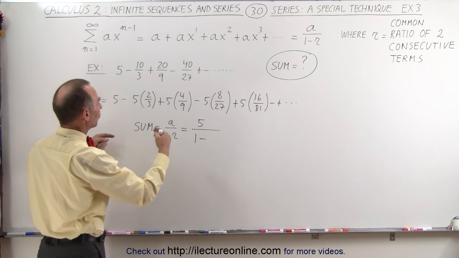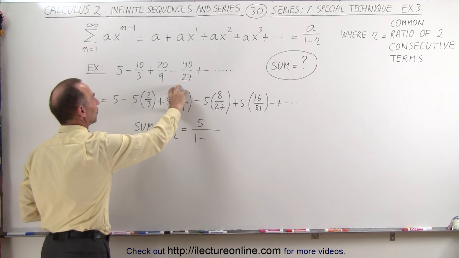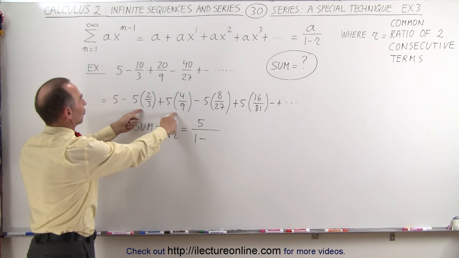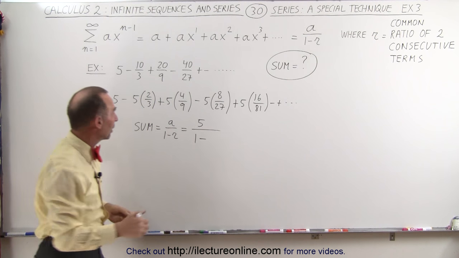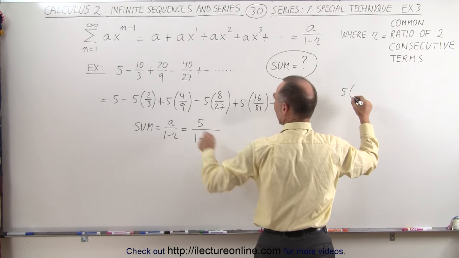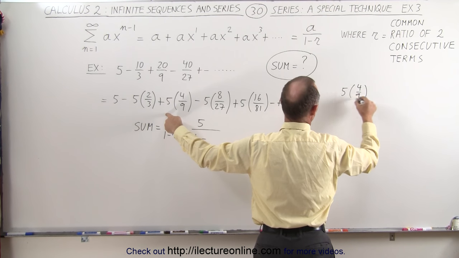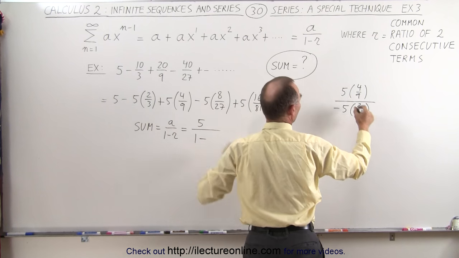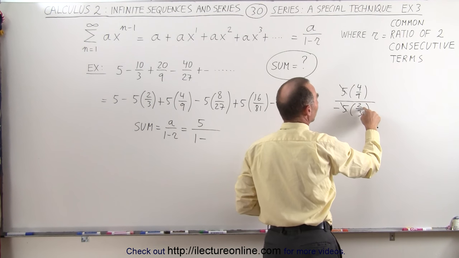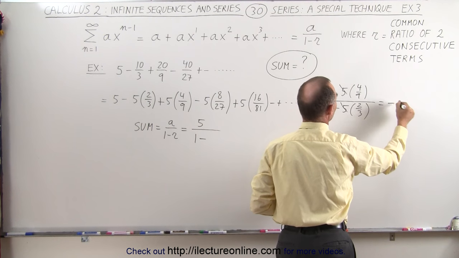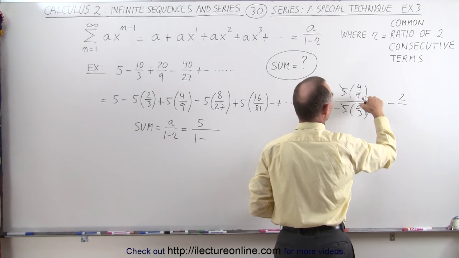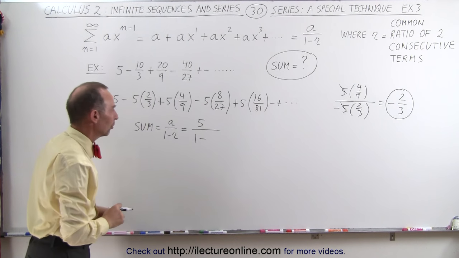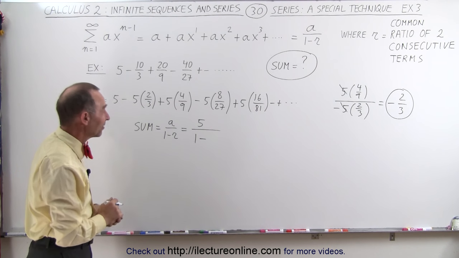So the common ratio would be the ratio of two consecutive terms, this one divided by this, or this one divided by this, or this one divided by that. So let's just take these two terms and divide one by the other to get the common ratio. So we're going to take 5 times 4 over 9, divided by the previous term, which is minus 5 times 2 over 3. Notice that the 5 cancels out, 4 divided by 2, and we still have the negative sign, so that's negative 4 divided by 2, which is 2, and 9 divided by 3, which is 3. So this becomes the common ratio between any two consecutive terms. You can try this for a few of the other ones, and you'll get the exact same result.